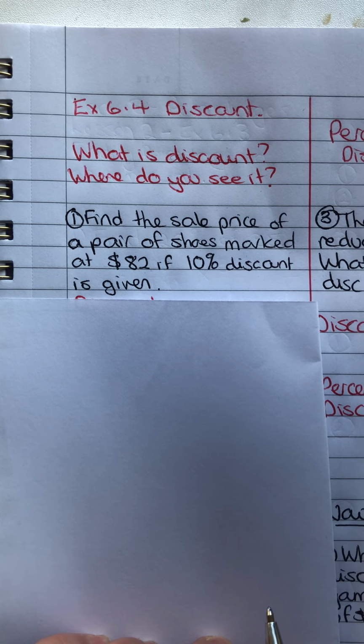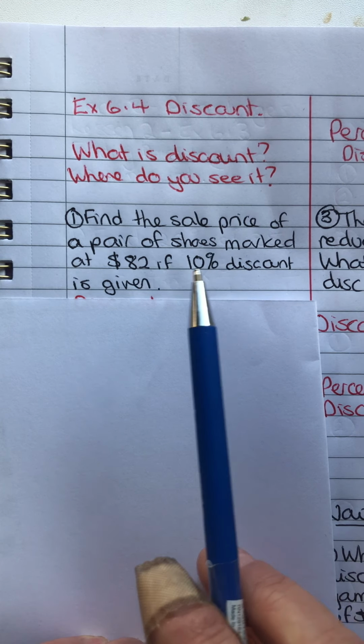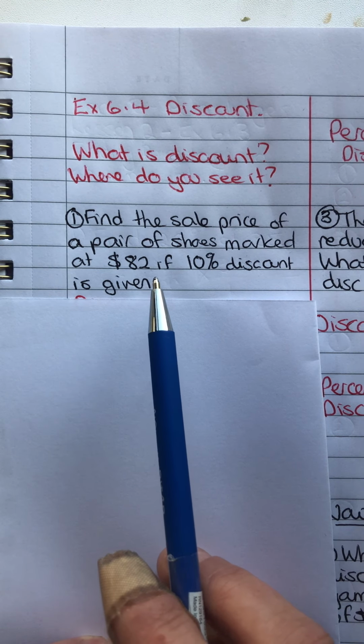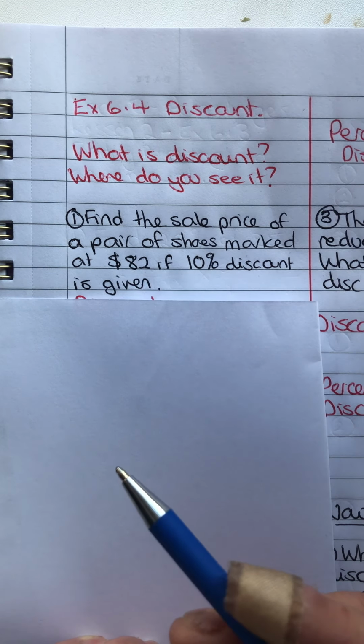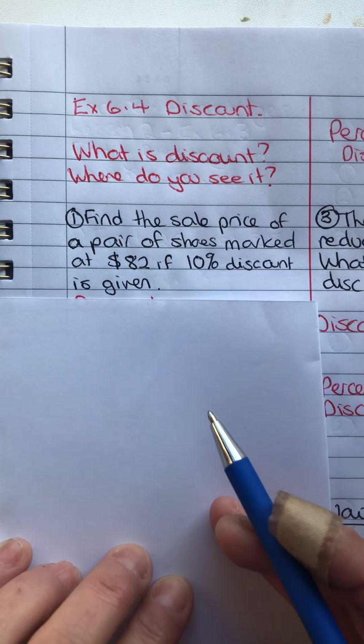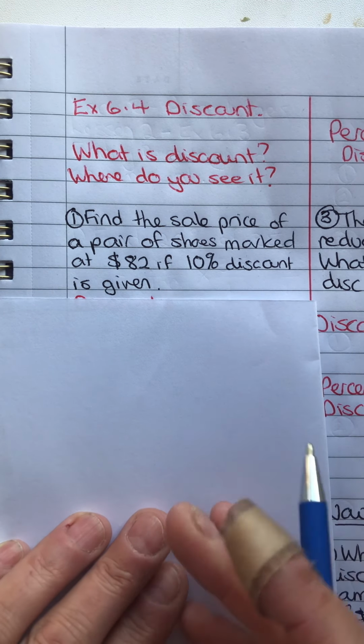Where do you see it? Usually in areas like that, when you want to buy something and there's some money off something. So here's the first example. Find the sale price of a pair of shoes marked at $82 if 10% discount is given. Can you please write the heading and that first question? I'll get you to do one question and then there's going to be one formula.